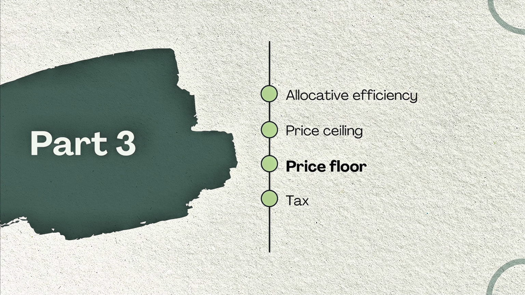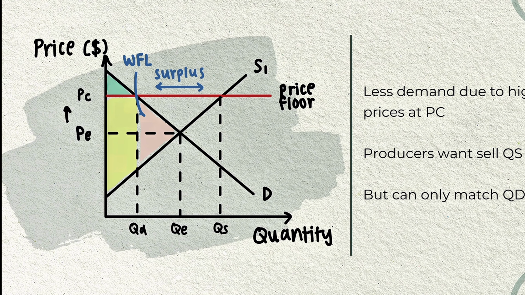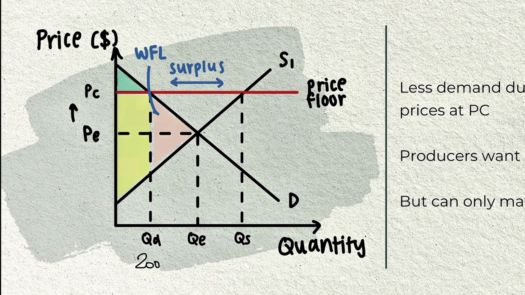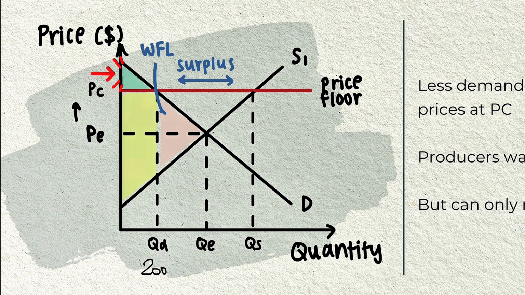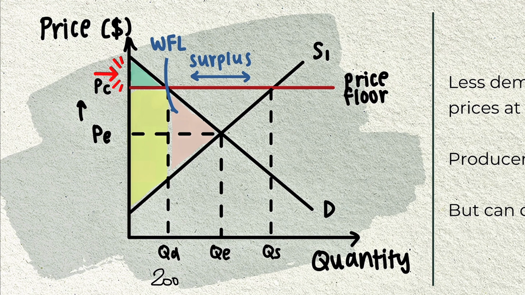Now moving on to price floors and their effect on consumer and producer surplus. The price floor will increase the price from PE to PC. And due to the price increase, the demand will contract from QE to QD. So let's imagine that demand contracted to only 200 sandwiches, as this gap here is the range of prices that people are willing to pay. And the quantity demanded in my example is 200 sandwiches.